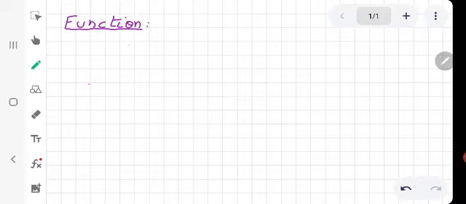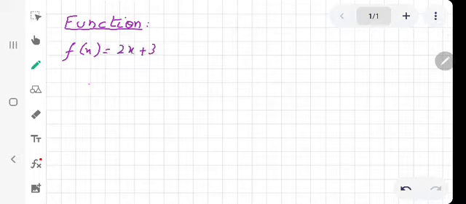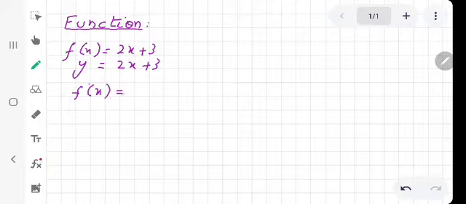Starting the topic functions. Many times an equation is written as f of x equals 2x plus 3. The same thing I can write as y equals 2x plus 3. So both are the same thing. We can say that f of x is representing y. So f of x is equal to y.